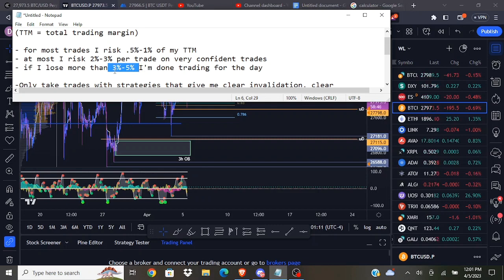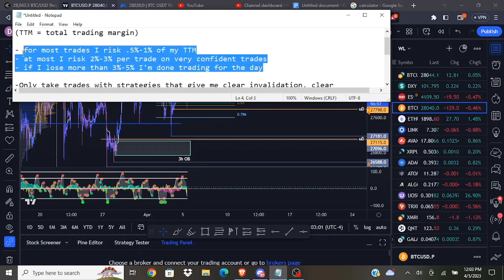And luckily, I haven't had to cut myself off from trading in a very long time, probably at least a few months. But when inevitably there comes a day when I take some losses, 3% to 5% of my account, then I have to follow this rule. I have to cut myself off for the day and come back to the charts when I'm in the right mindset to trade. So those are the basic risk management rules that I follow.